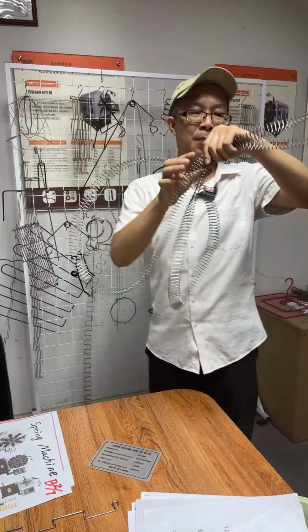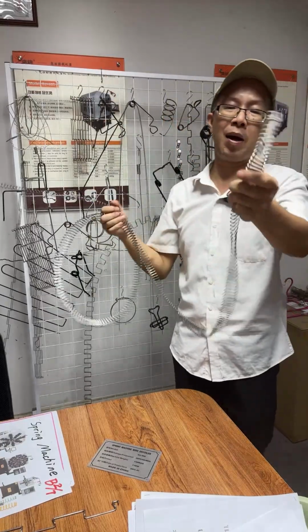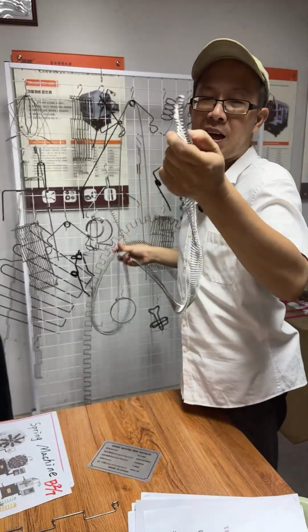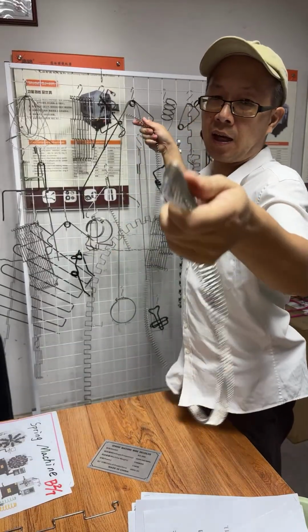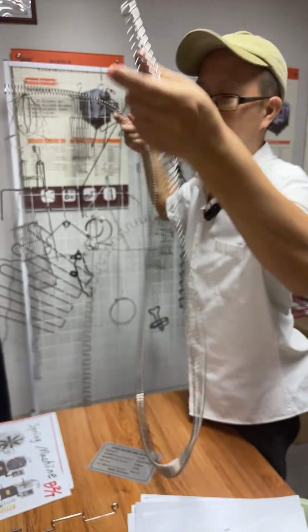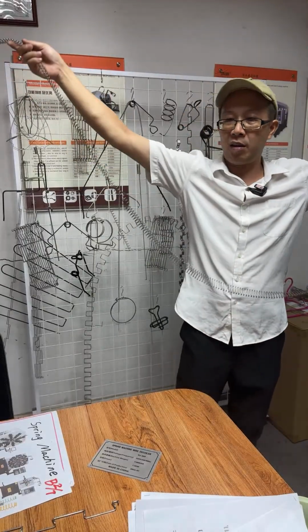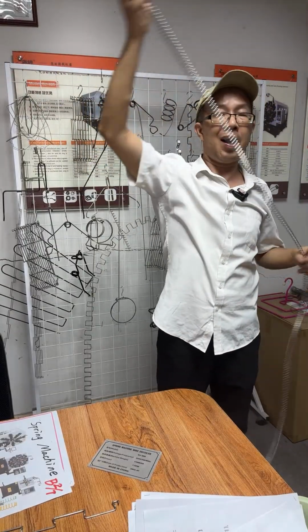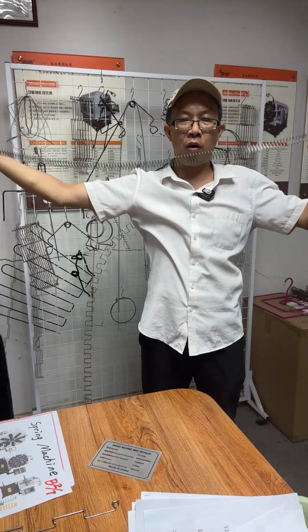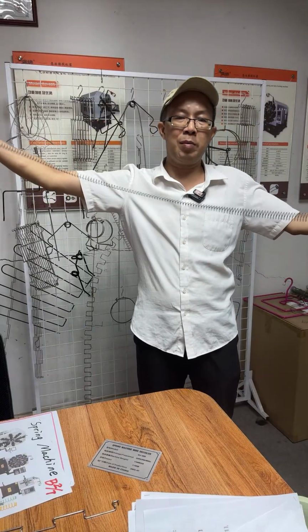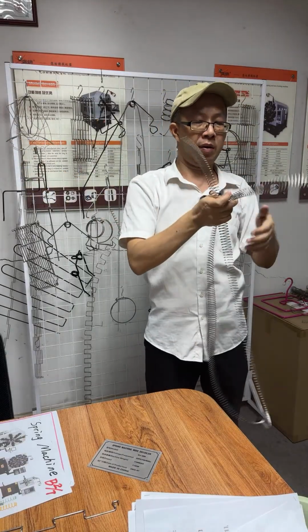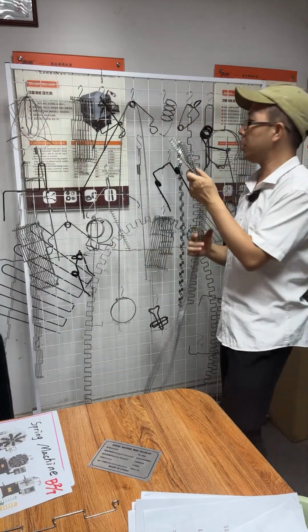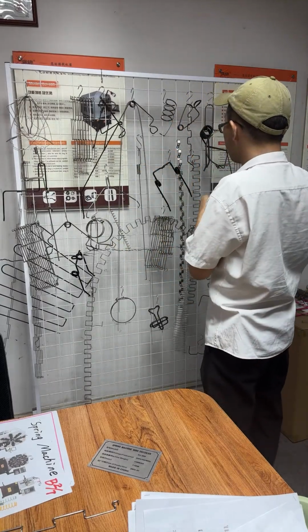This is the spiral spring, one of the conveyor belt spirals. We can bend it as long as you wish, like 2 meter or 2.5 meter or 3 meter. This is used in the food processing industry, the spiral spring.